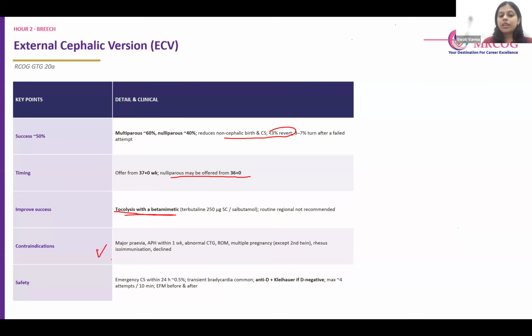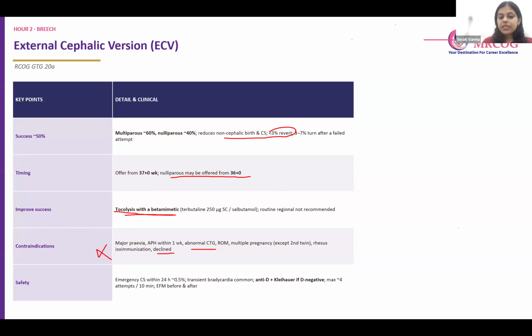Contraindications, that is when you don't have to do it: major previa, if antepartum hemorrhage, that is bleeding, has happened within a week, or if the CTG is abnormal. Always put a CTG pre and post ECV. So if there is an abnormal CTG or membranes have already ruptured, in multiple pregnancy for the first twin, rhesus isoimmunization has already occurred, or if the lady is not ready and has declined, then please don't do ECV. For the second twin, you can do ECV and IPV, but for the first twin, don't.